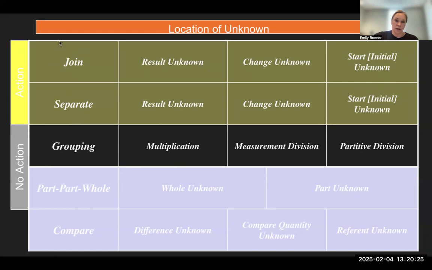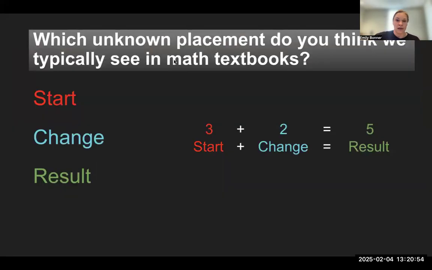So just keep in mind that those are the 2 main factors when you're determining the difficulty of a problem, the location of the unknown value and whether or not the problem has action to it. Okay. So join and separate problems are generally the ones that have action, and then the other types have less of a followable action. The location of the unknown goes from on the left-hand side here, kind of like easiest to most difficult. Okay, so that's kind of the overview of the CGI chart.